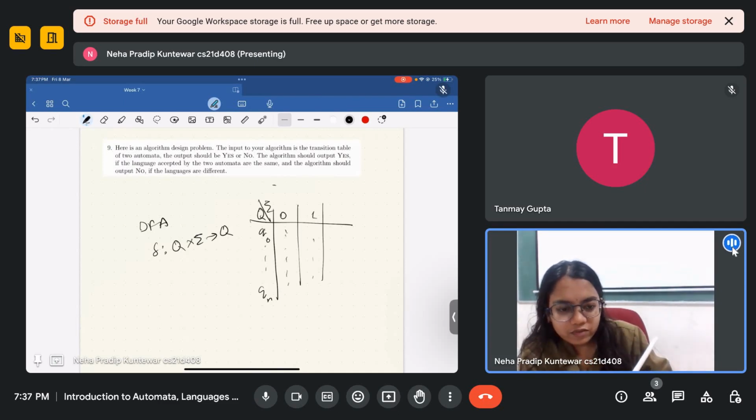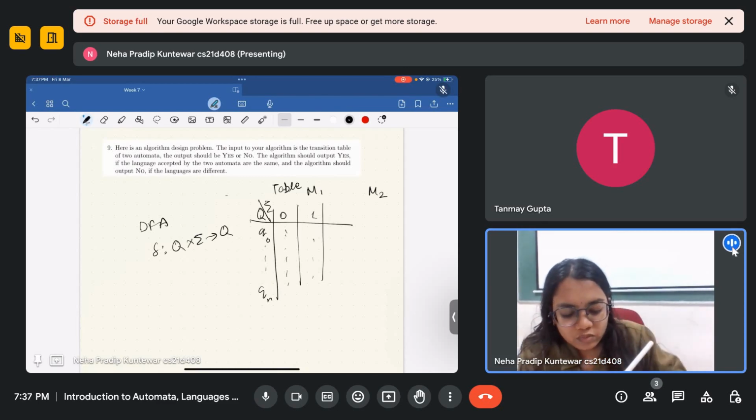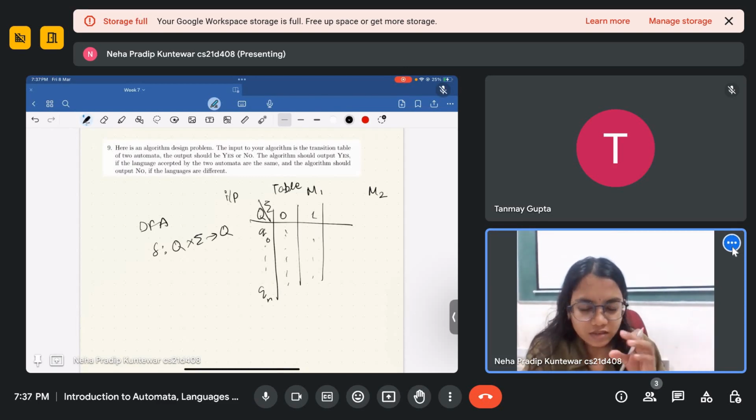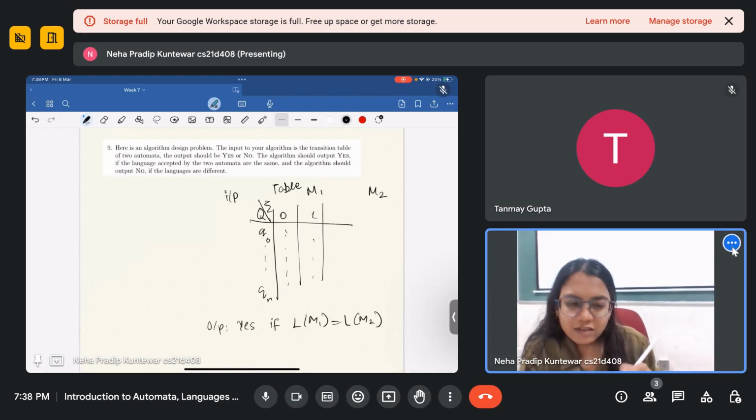So this is like a table for some automaton M1, and there is a similar table for M2 for some other automaton. So this is the input that is given to you. The input is simply two tables which look like this. There is Q and there is sigma, and you have entries on both sides. And you want to check whether the language accepted by both machines is the same or not. So output yes if language of M1 is equal to language of M2. Additionally, you know the accept states, which of these are accepting. Otherwise you should say no.